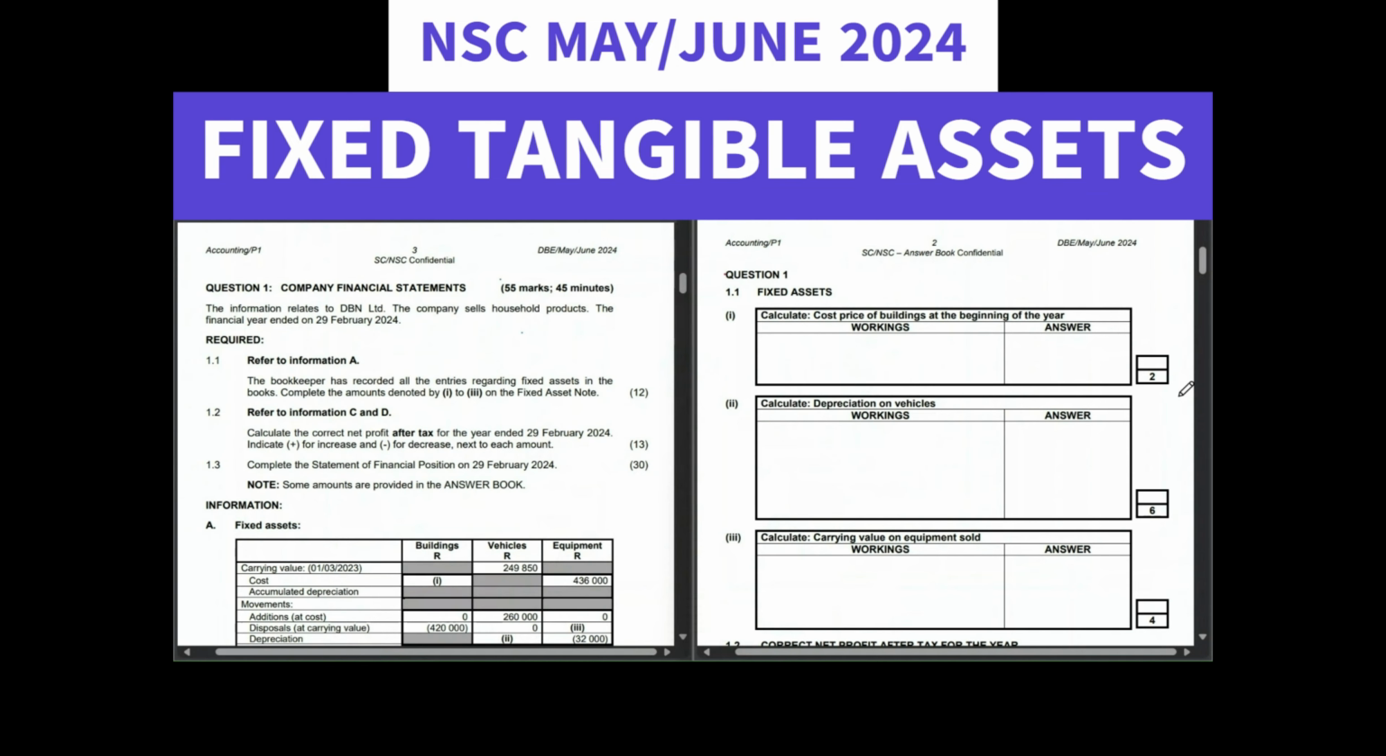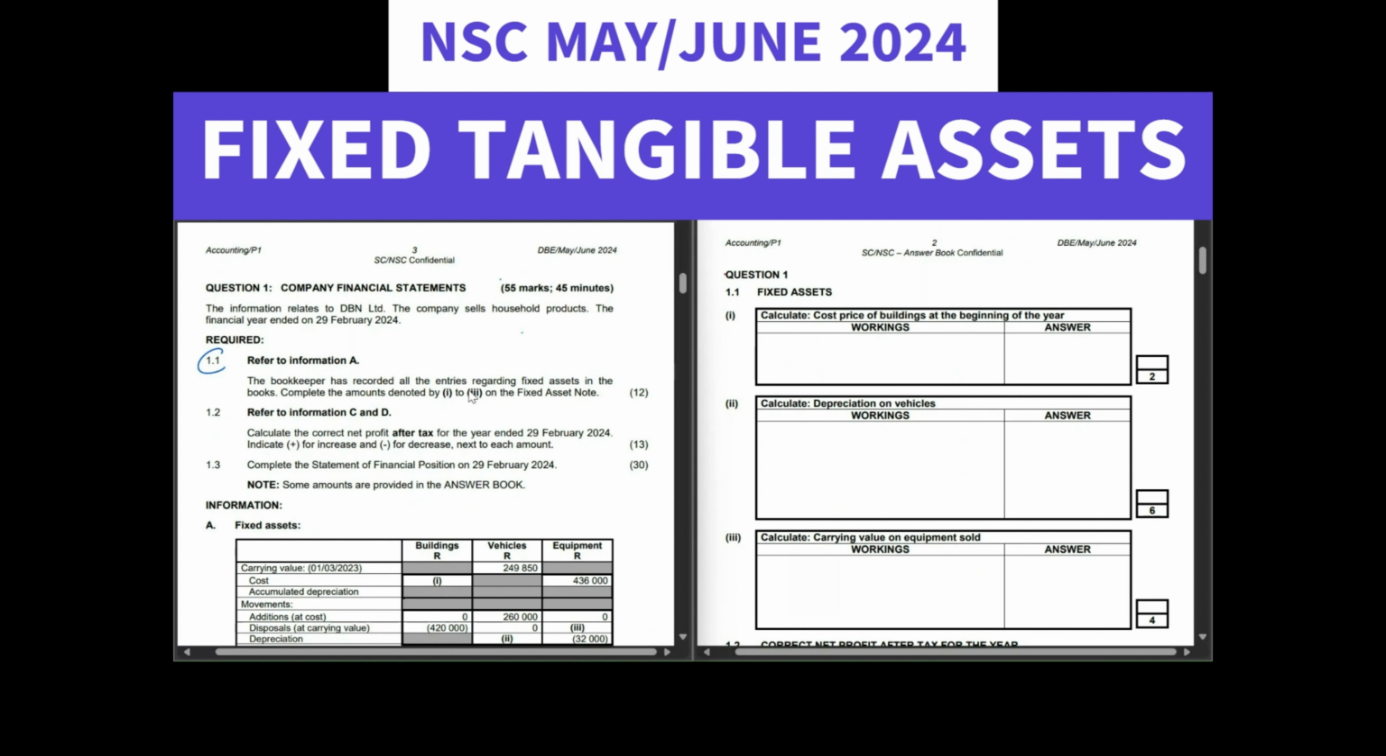In this one, I'm going to be focusing on the May-June paper for the year 2024. So I'm going to do a couple of calculations from this paper. Make sure that you look for all the videos that pertain to this particular paper. To begin with, I'm going to start with 1.1. Here's my 1.1, and let's see what they want.